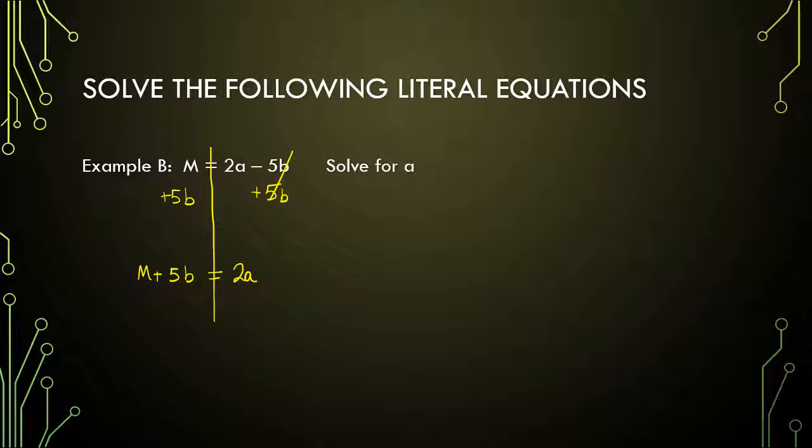And as we're getting our answer for a, we need to get rid of this 2. So if I divide the right side by 2, it'll reduce to 1, so we'll have 1a. If I divide the entire left side by 2, then we'll have m plus 5b, all divided by 2 on the left side. A is by itself, so we have solved our equation.